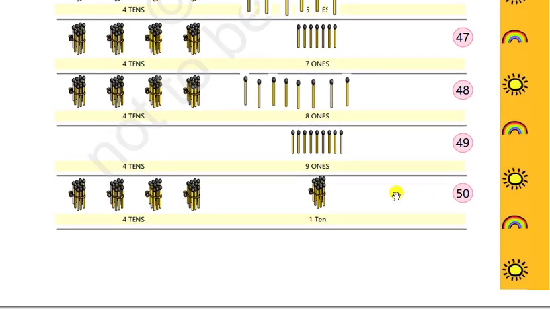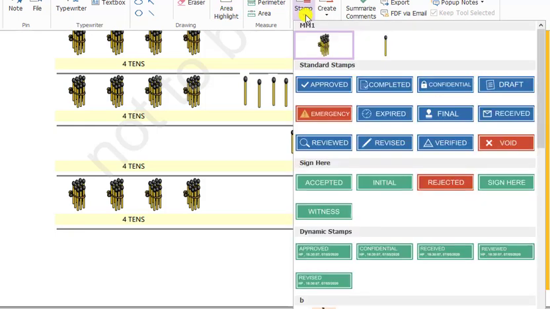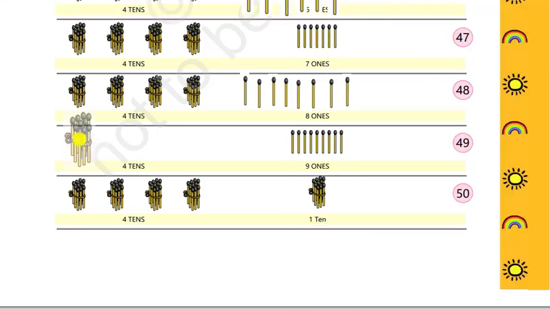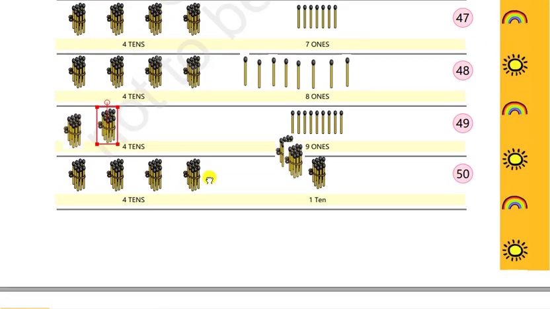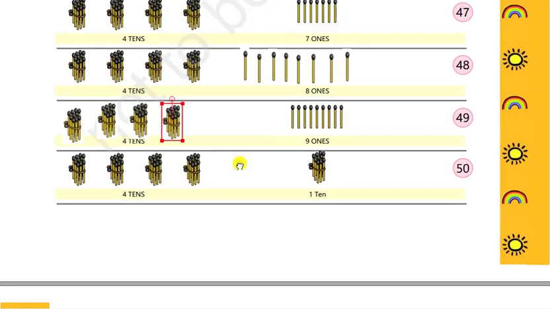Next is 49, which is 4 tens and 9 ones. So here we will draw 4 bundles of matchsticks. Each bundle will contain 10 matchsticks. So this is 1. And similarly here we need to draw 3 more. So this is 2. This is 1, 2, 3 and 4, total 4 tens and 9 ones, which is equal to 49.